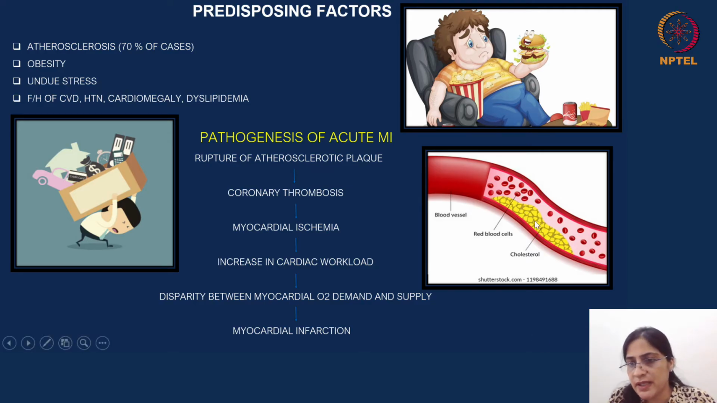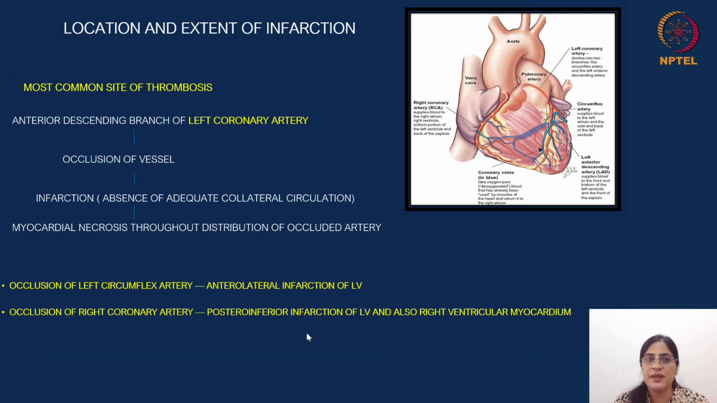So there is an atherosclerotic plaque which is formed, and usually this atherosclerotic plaque has lipid depositions and it is covered by a capsule. When this capsule is broken, the platelets are attracted and there is a platelet plug formation, a thrombus formation, which eventually gets dislodged. So in coronary thrombosis, the thrombus can get dislodged and block a coronary artery, leading to myocardial ischemia. There is an increase in cardiac workload, and definitely there is a discrepancy between the oxygen demand and supply, leading to myocardial infarction. So which is the most common vessel affected by myocardial infarction?